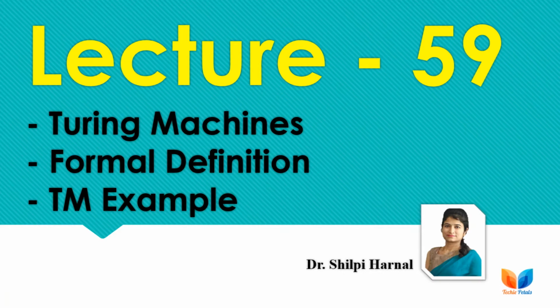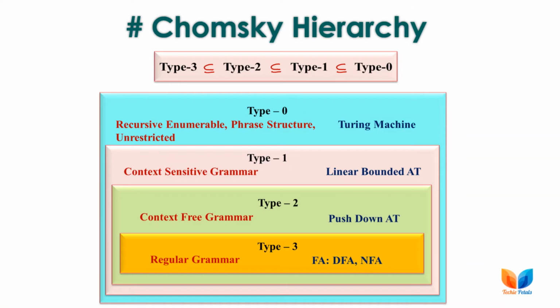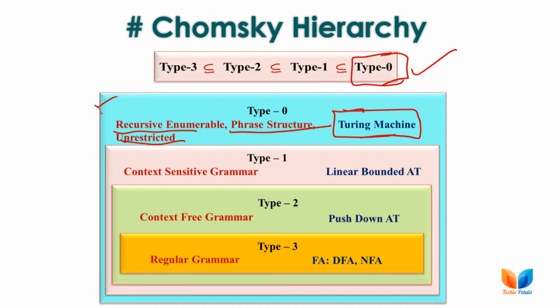So let's start the lecture with a brief introduction of type 0 language and the formal definition and formal model of the Turing machine. So here we have the Chomsky hierarchy, where type 0 is at the top level, meaning the first level is type 0 language, or we can say that type 0 is a superset of all other languages. Type 0 languages are also known as recursively enumerable, phrase structured and unrestricted grammar, and these languages are recognized by the Turing machine.